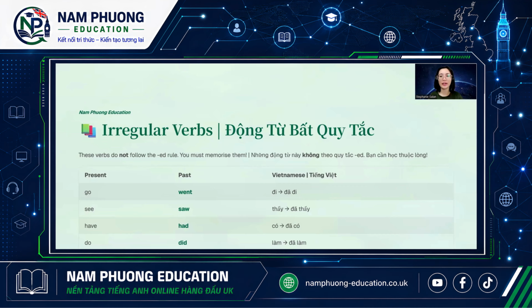Now let's talk about irregular verbs. These verbs do not follow the ed rule. You need to learn them and remember them. Now let's look at some common examples. First, we have go. Go. The past tense of go is went. Went. Please repeat.